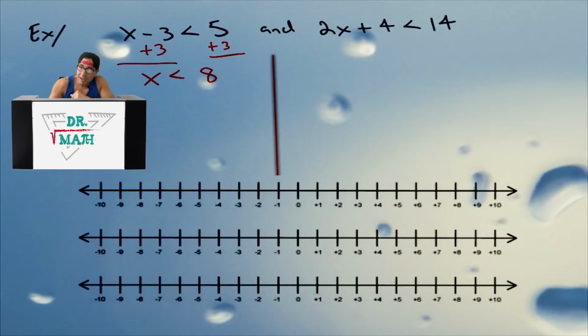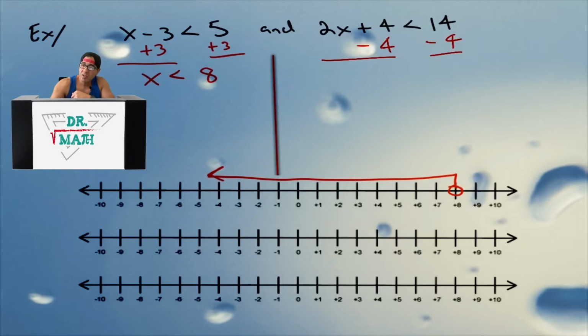I'm going to go to 8. We're not including it because you do not have a line underneath, so it's an open circle, and x is less than, so remember, less than is all the numbers to the left. Some books write it just like that, others will actually shade all this. It means the same thing, just different notation. Now let's do the same thing with this other inequality. I'm going to subtract 4 from both sides.